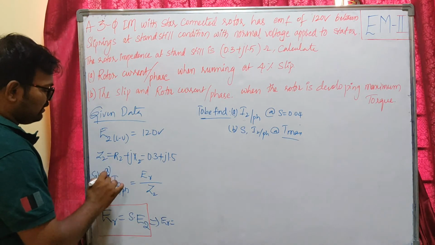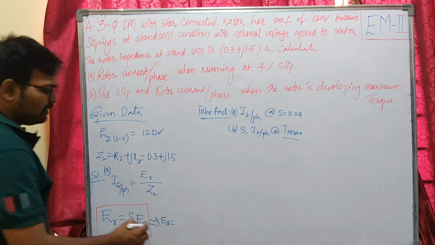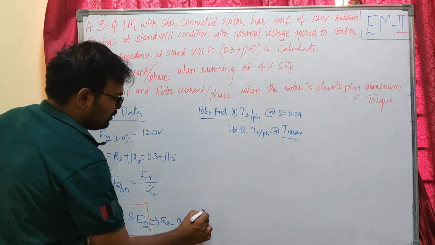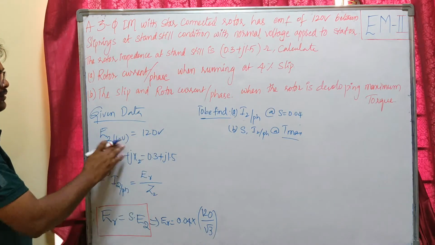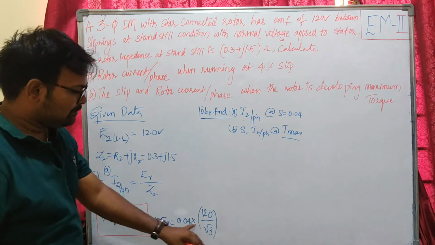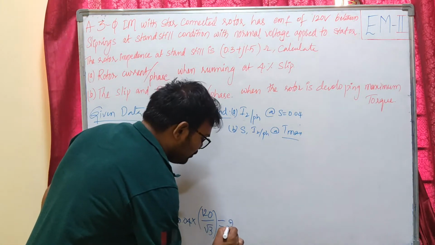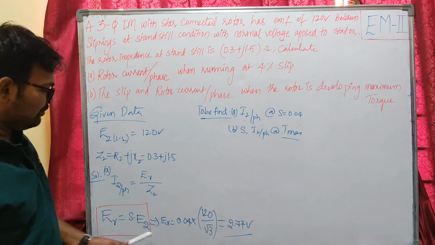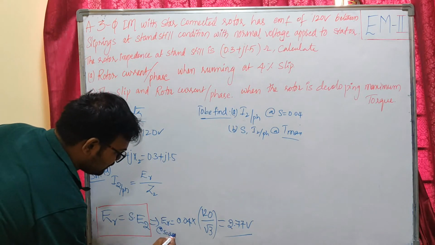So I am going to find out the first answer, that is I2 per phase at slip equal to 0.04. Okay, so the slip is 0.04 here and the rotor EMF per phase is 120 by root 3. This is phase value. The given one is line to line voltage, so we need to find the phase voltage. So slip times phase voltage of our rotor EMF will be equal to 2.77 volts. Okay, this is my rotor EMF at slip equal to 0.04.